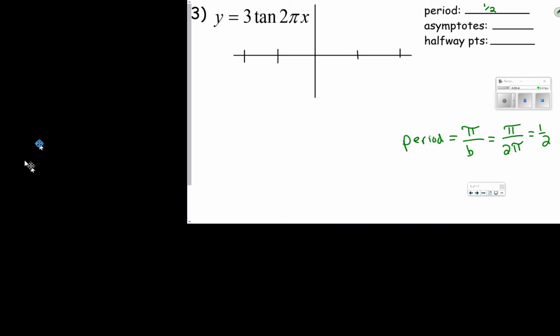You do not put the 1/2 anywhere on the graph. What the graph has is asymptotes and halfway points. To figure out your label for your halfway point, you cut your period in half. And that's because the period actually measures from one asymptote to the other. So if this measurement's a half, then this measurement has to be half of that, or 1/4, and this would have to be negative 1/4. They could total up to the whole period. I'm going to rewrite that.